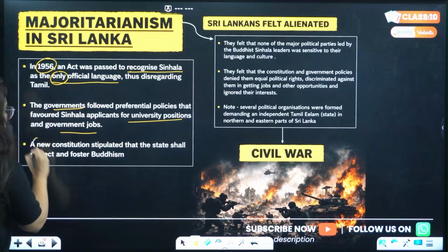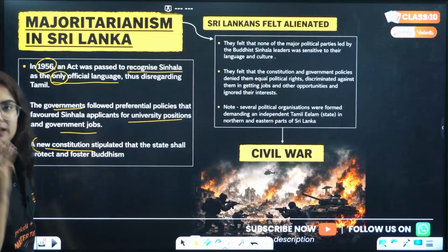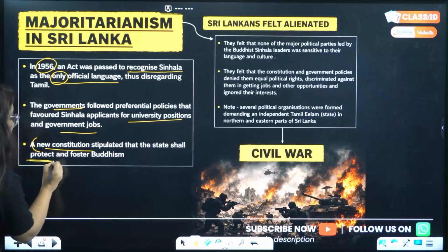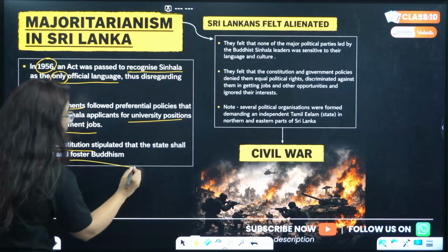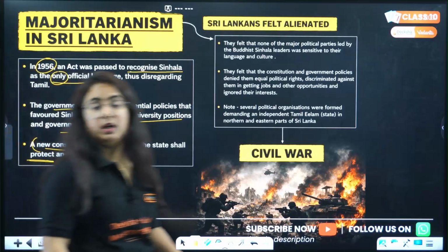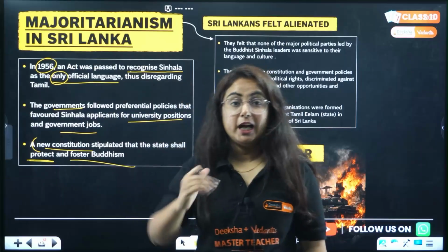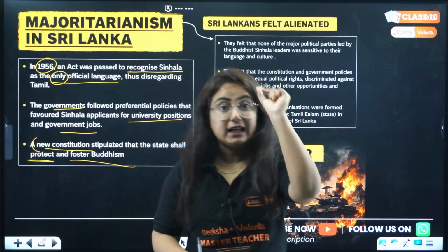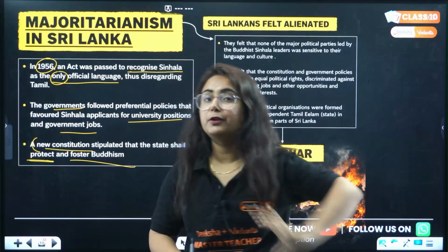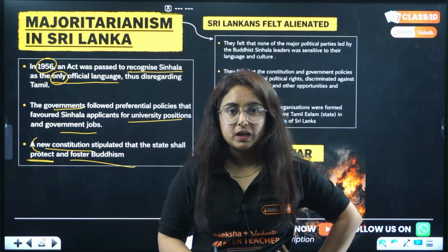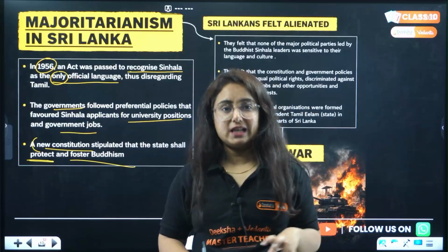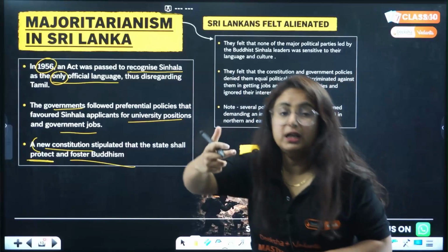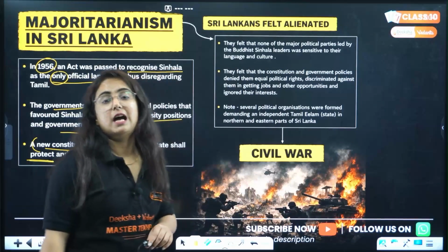What happened? After independence, they formed a new constitution which states that the nation will protect and foster Buddhism. It will protect Buddhism. It will foster Buddhism. What about the other religions? And we know that a nation should never interfere in religion. We are aware of this. Only then can it be a complete democratic and secular nation. But here their constitution is saying that they will foster and give growth to one religion, that is Buddhism.